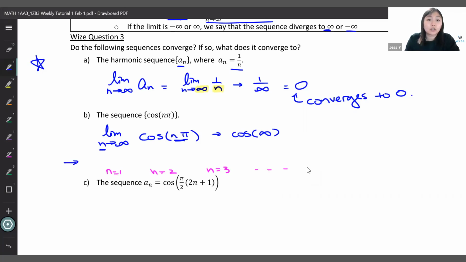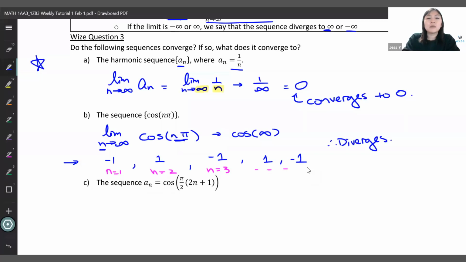So we have to do this extra checking step. When n equals 1, I get cos of 1 pi. Well, cos of pi, if you think about your graph or unit circle, that's negative 1. Then when n equals 2, we have cos of 2 pi, which is a positive 1. N equals 3, negative 1 again, and then it's going to keep bouncing back and forth. It doesn't approach a single number, so therefore it diverges.